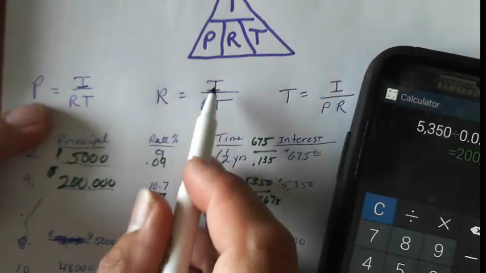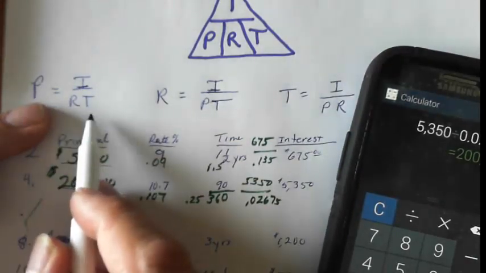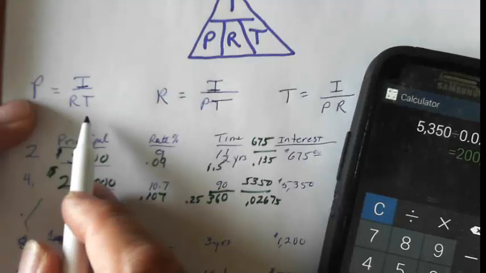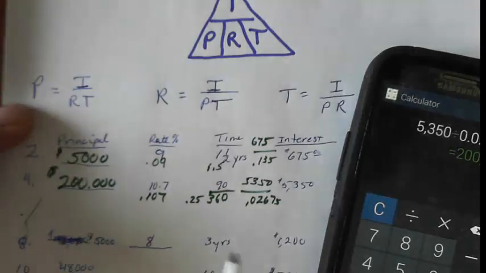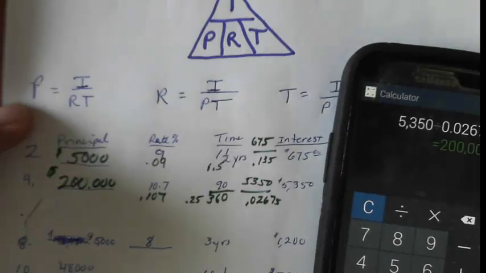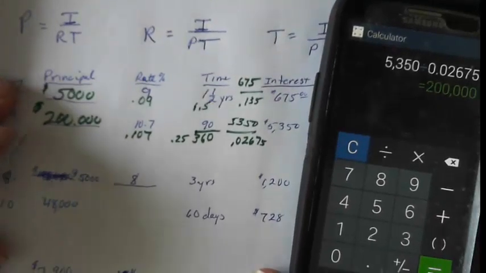Don't try to just take the interest divided by the rate times the time. You'll get all messed up. So do it in steps. It just takes a half a second to do it the right way. So don't try to shortcut it because you'll just end up in trouble.